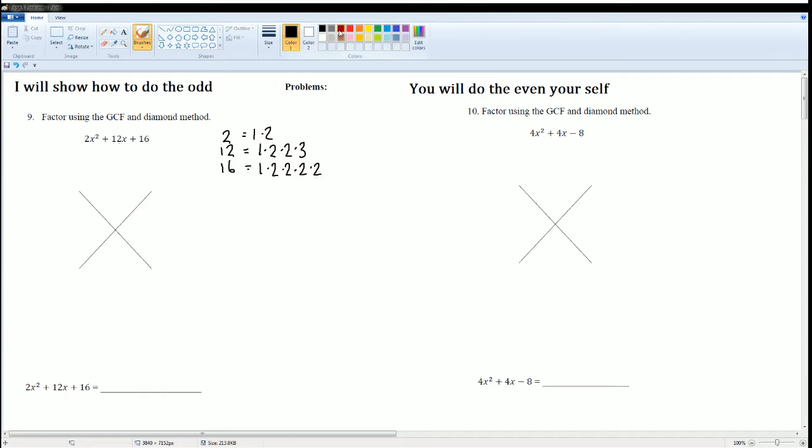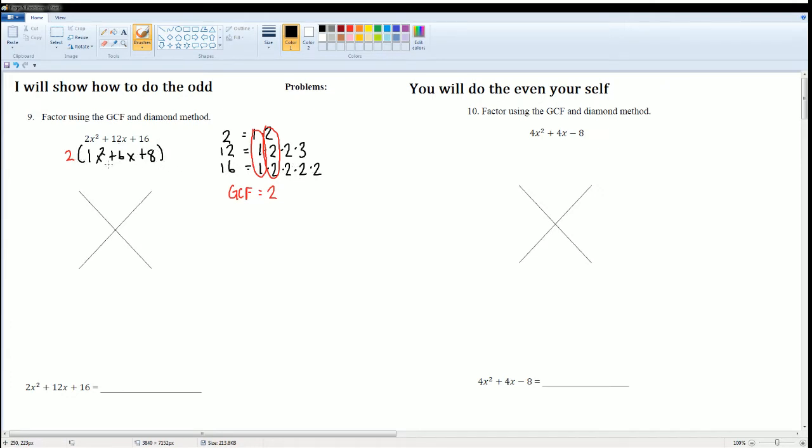See what numbers they have in common. You have the 1, then you have the 2. So the GCF is equal to the number 2. You pull out a 2 here. What you have left over is 1x squared, then 6x, and then 8.